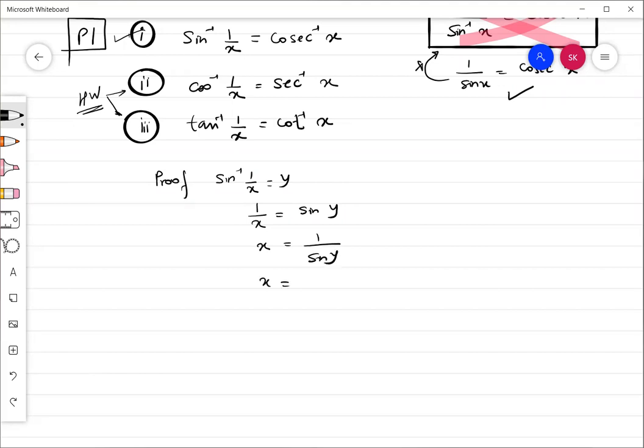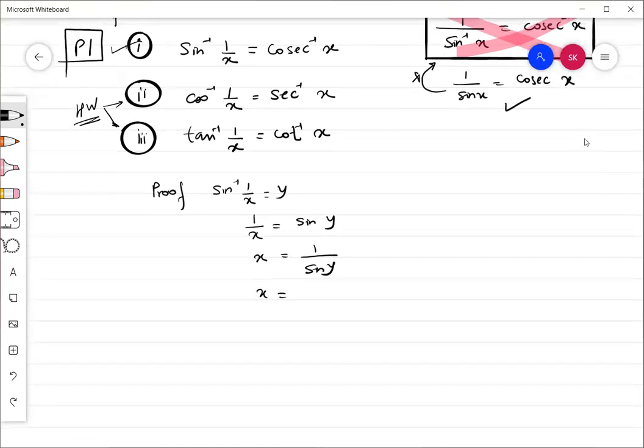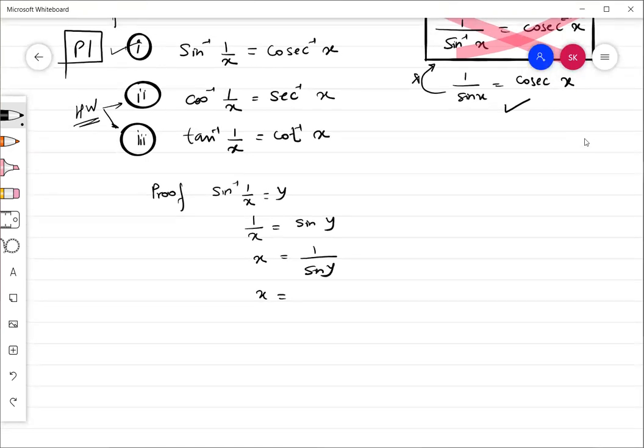What is 1 upon sine y? It is a normal function. 1 upon sine x is cosec x. So 1 upon sine y will be cosec of y. Now I will take cosec function on the other side. So it will be cosec inverse of x is equal to y.